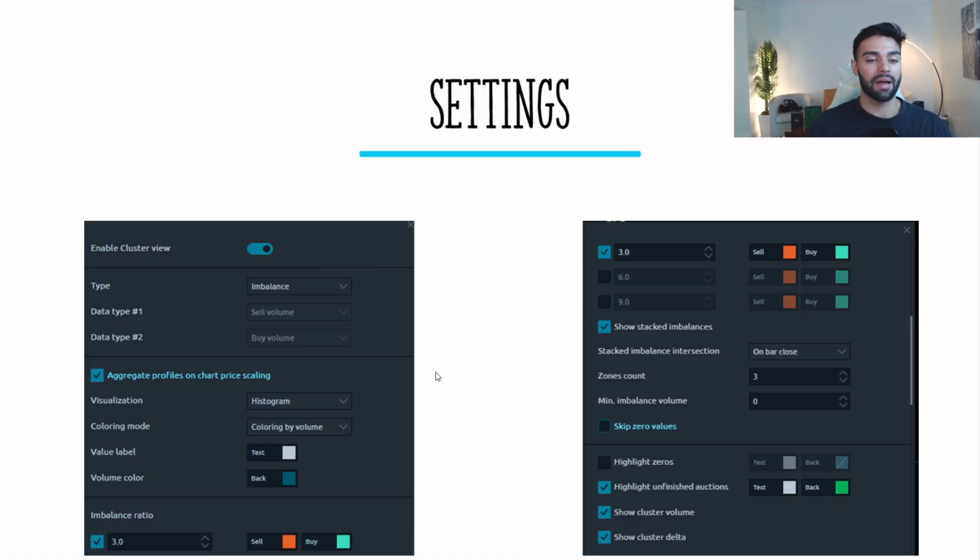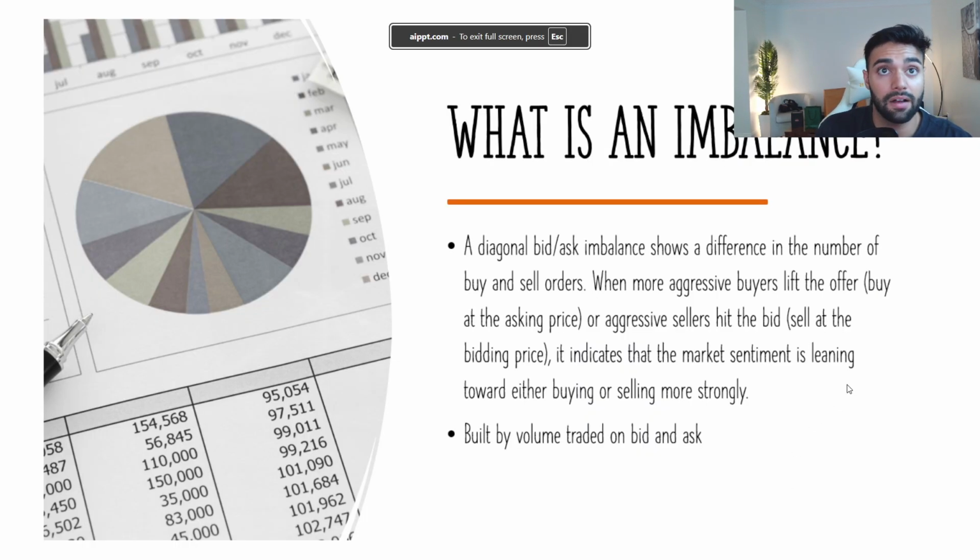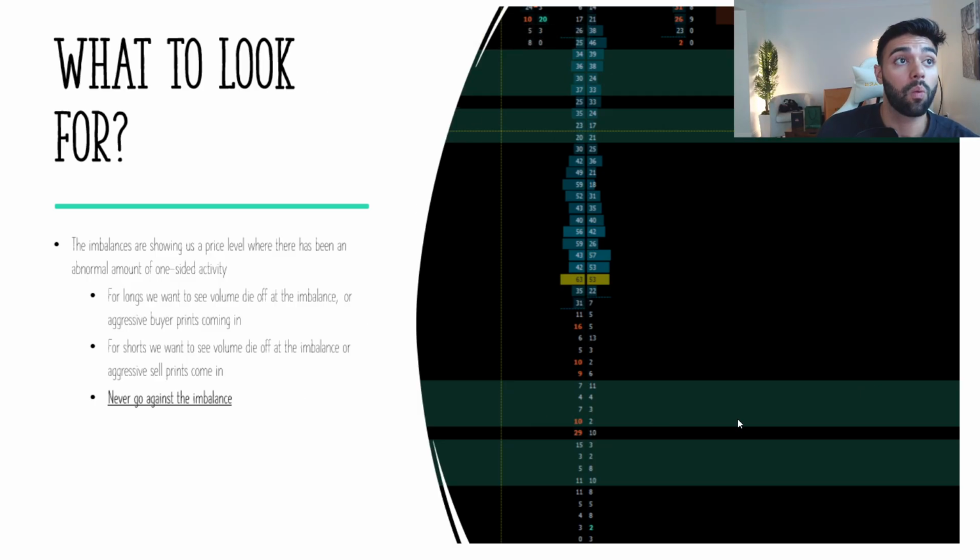And these are the settings for my imbalances on Quantower. If you don't use Quantower, maybe try to transfer these over, but save this, screenshot this, because we're about to get into what imbalances are and how to use them. Okay, so back onto this, right? What do you look for?